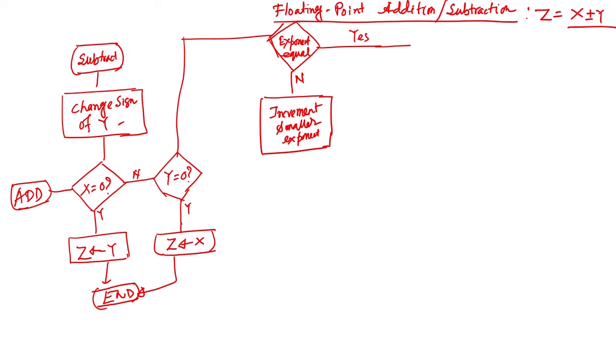Because if it is 2, 3, then we are moving to the higher exponent. So, it should be incremented by 1, and what is the case? The significant should move to the right side. So, shift the significant to the right.